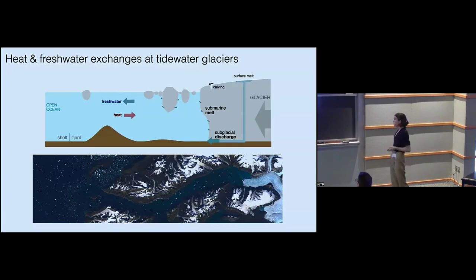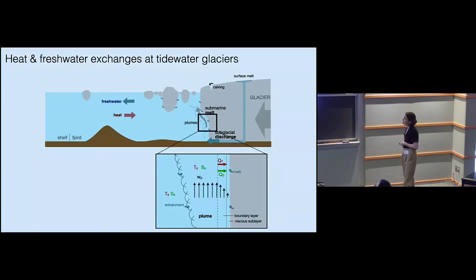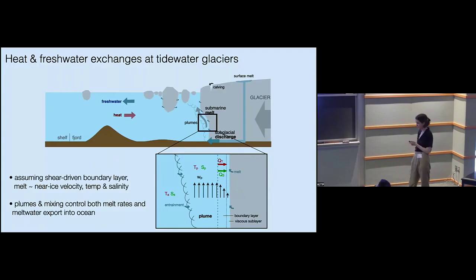My work explores these heat and freshwater exchanges across a range of scales, from the continental shelf through fjords. But what I want to focus on today is the smallest scale processes right near the ocean-ice boundary layer, where you have what I'm going to call an inner boundary layer. If you think this boundary layer is driven by shear instabilities, then you expect your melt rates should scale with the near-ice velocity as well as the near-ice temperature and salinity.